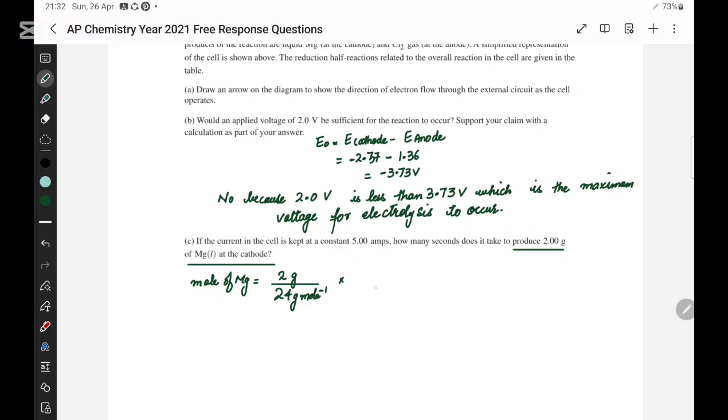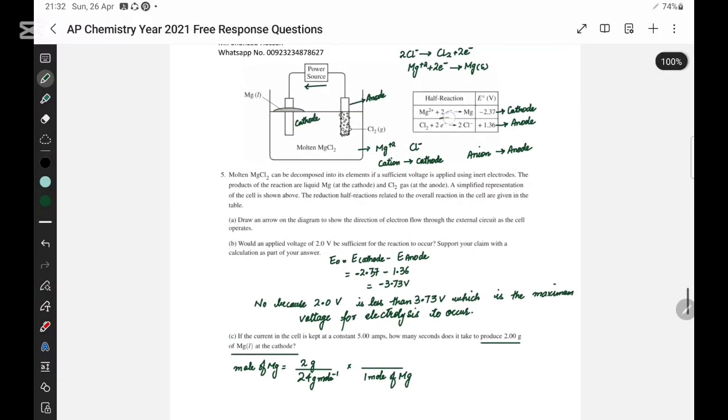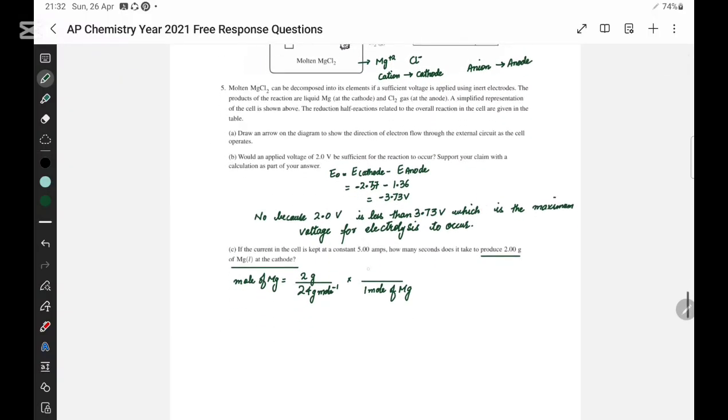And we know one thing, that 1 mole of magnesium takes 2 moles of electrons. So 2 moles of electrons will come here, and the moles of magnesium will cancel, the grams will cancel, and the answer comes out to be 0.165 mole of electrons.